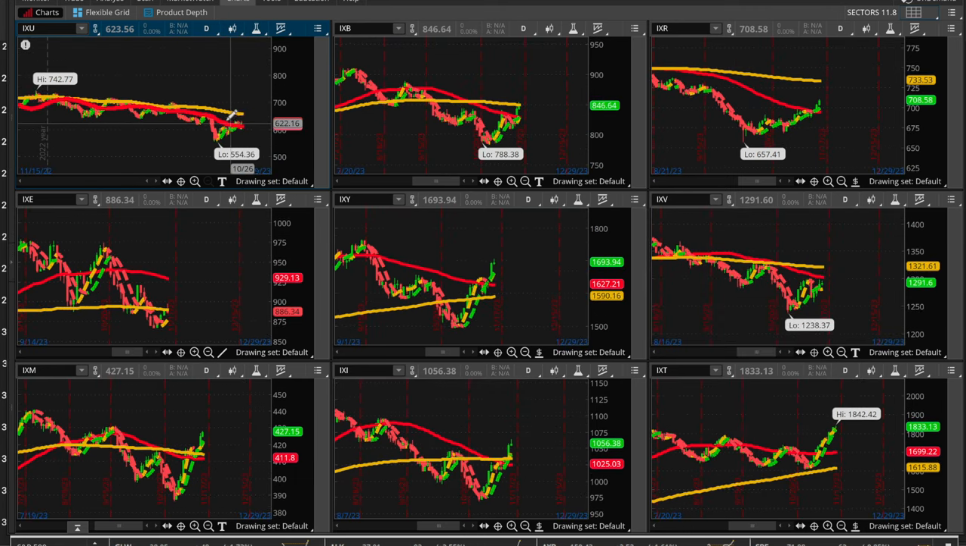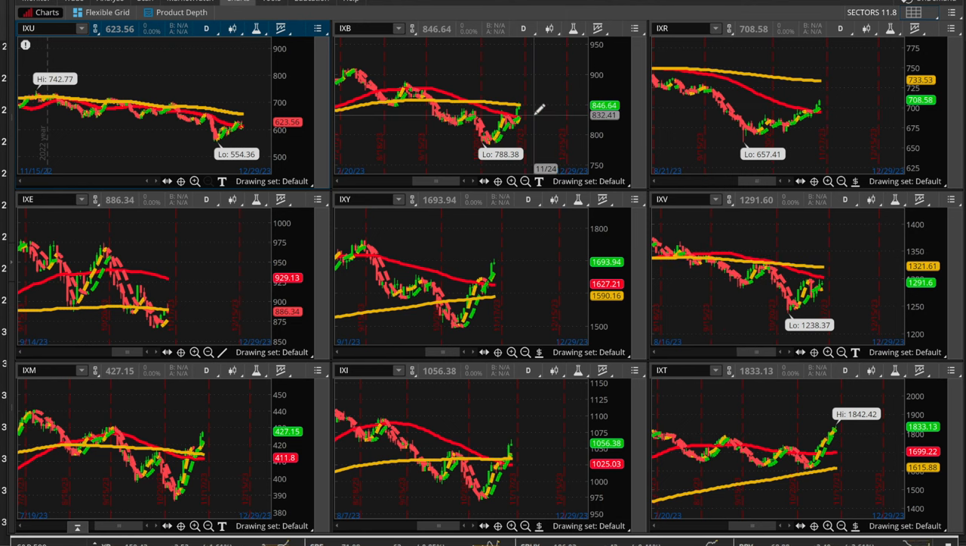So here, the lines here, the 50 is the red, and the 200 is the yellow. So as you can clearly see, we're jumping above the 50 here. Okay, we're still below the 200. We're below both of them. We are above both of them on the IXM materials. Great sector. We are above both of them on the IXI, as well as on the IXT and IXY. This one we're below, and the IXR we're barely making it as well.